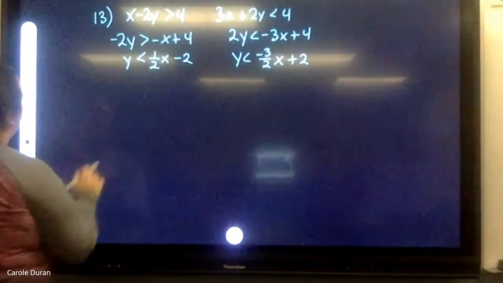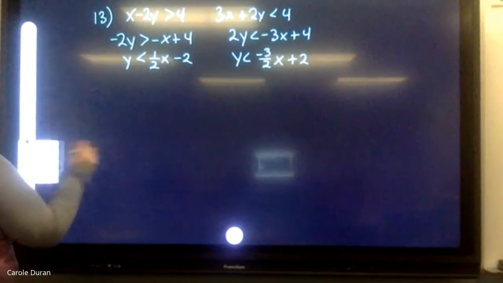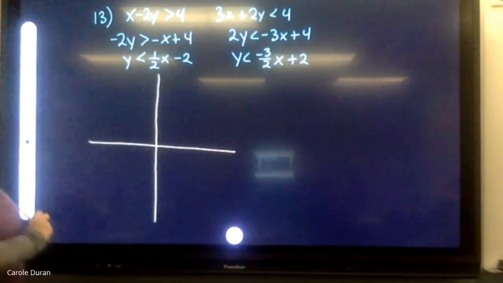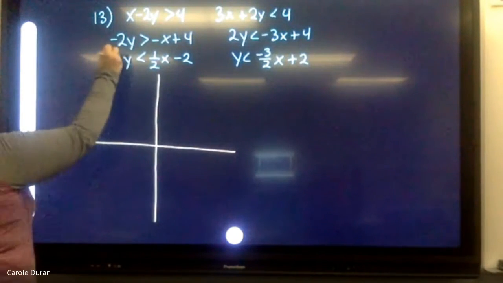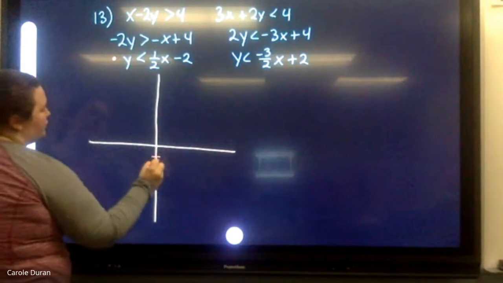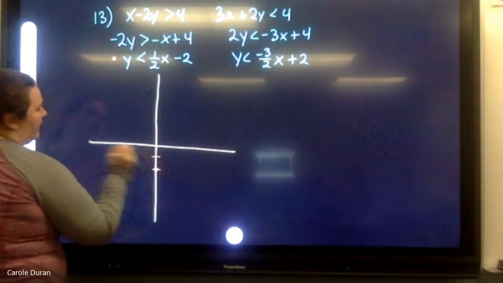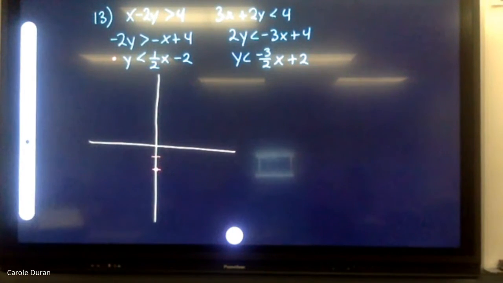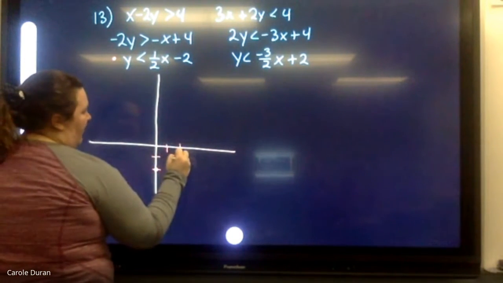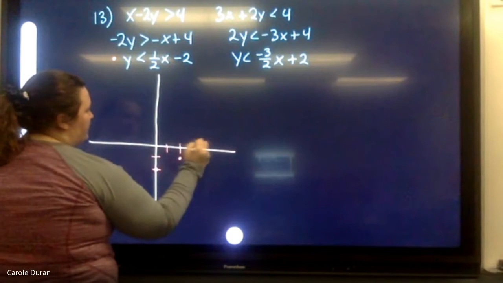When we're graphing them, we pretend like there's an equal sign, and then we'll find their solution set. For the first one, I'm going to color code these. My y-intercept is negative 2, so I go down to negative 2 on my y-axis and put a dot. My slope is 1/2. Rise over run tells me I'm going to go up 1 to the right 2, and I put a dot. I do it one more time just for good measure.